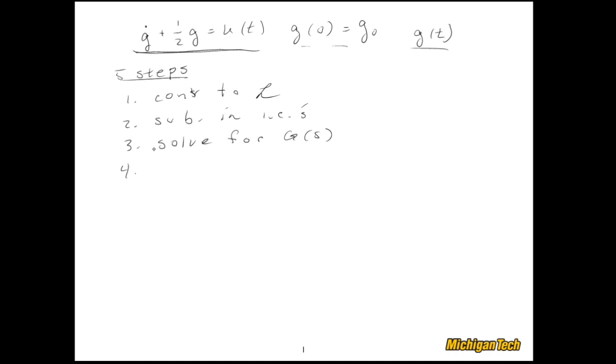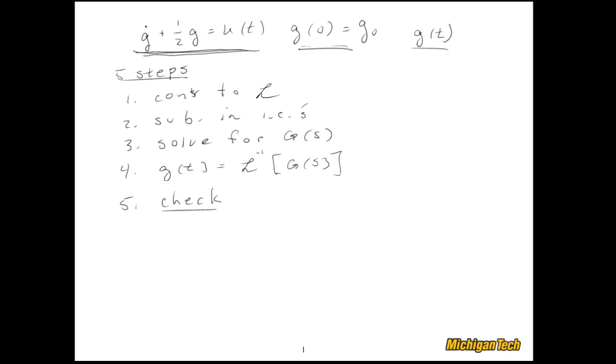The fourth step is to now take the inverse Laplace transform of G of S. That is, G of t is equal to the inverse Laplace transform of G of S. And in some ways we're done, but step 5 is to check the answer. Check the initial conditions, check the differential equation. If you have some nice tool handy like Mathematica or MuPAD or Maple, then you can check it symbolically, but always check.